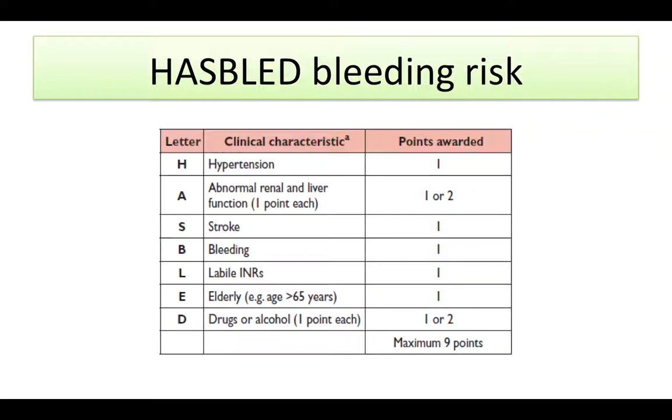If you've got somebody who is drinking alcohol or taking non-steroidal anti-inflammatories, you can advise them to stop that. So it really is mainly a tool for physicians to remind us of what are the factors that increase the risk of bleeding, and to remind us to do something about them to try to minimize that risk.